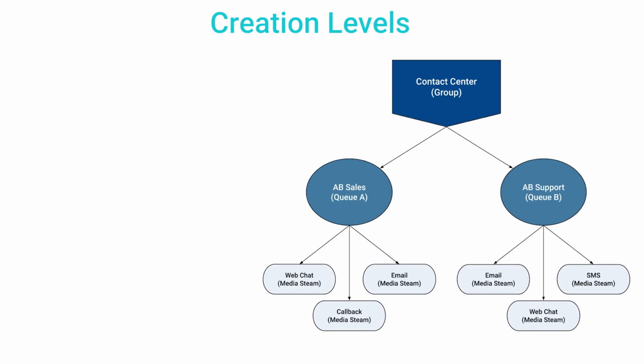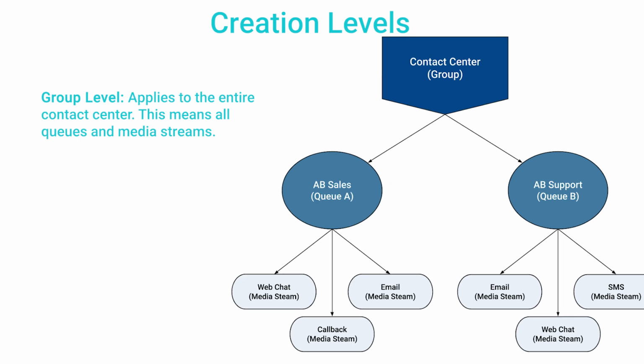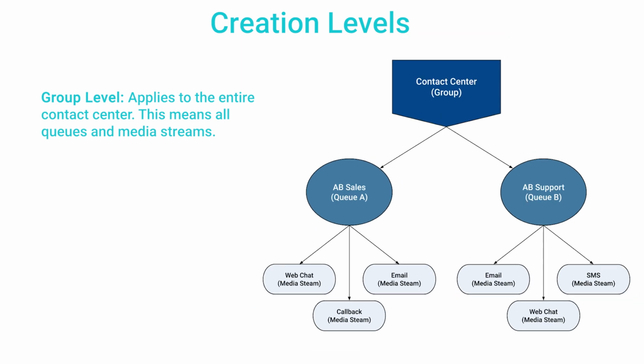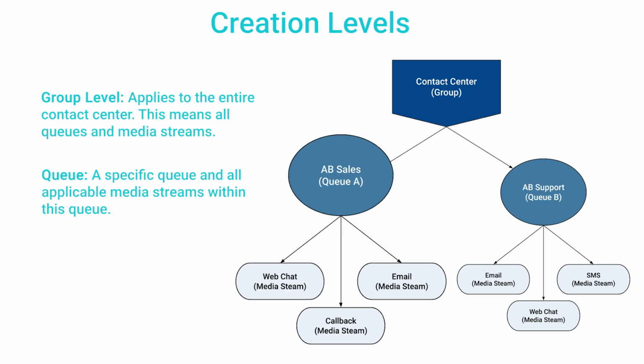Expanding upon this, the group level applies to the entire contact center. This means all queues and all media streams. The queue level applies to a specific queue. This includes all applicable media streams within the queue. For example, a change made on the queue level within the AB sales queue will not be available within the AB support queue.